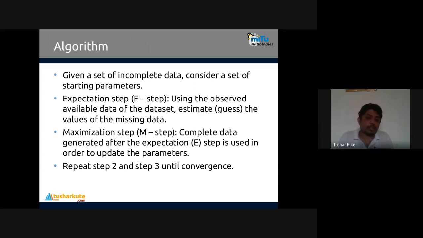That is the expectation step. And second is the maximization step. In the maximization step, the complete data generated after the expectation step is used to update the parameters. The expectation step generates novel data, and accordingly the values will be adjusted. At the end of the maximization step, we get the expected output. That is maximization, like in a clustering technique where it is actually used.